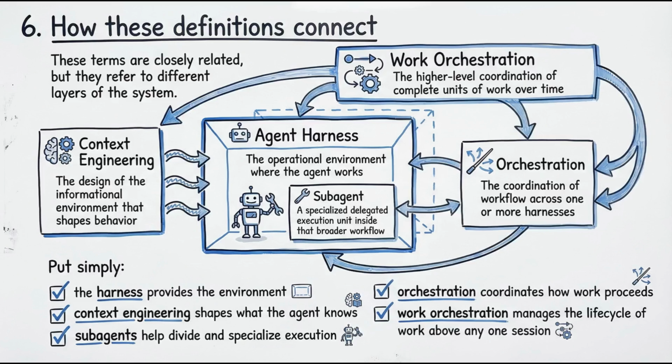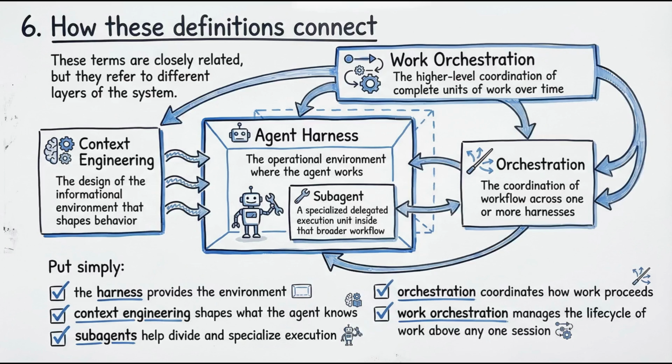They help divide and specialize the execution, taking on specific parts of the task so the main system can operate efficiently. With all these moving parts, we need orchestration. Orchestration acts as a workflow coordinator across one or more harnesses, making sure the immediate steps happen in the right order and that the work proceeds smoothly. Finally, we step back to look at work orchestration. This is the highest level of coordination. Instead of just focusing on a single task, work orchestration manages complete units of work over a longer period of time. It oversees the entire lifecycle of the work, well above any single session.